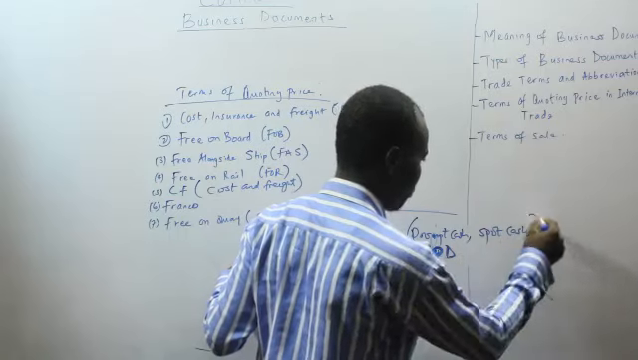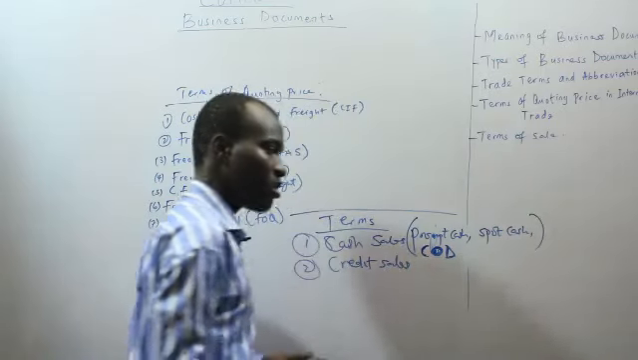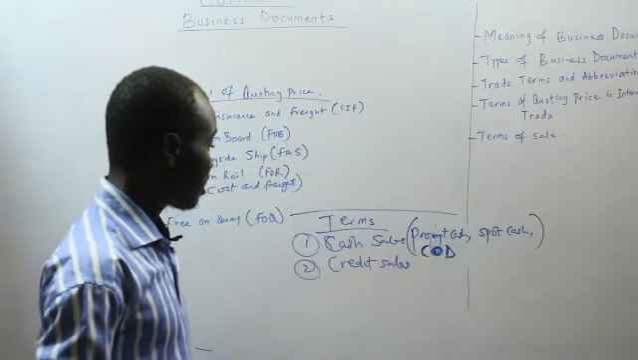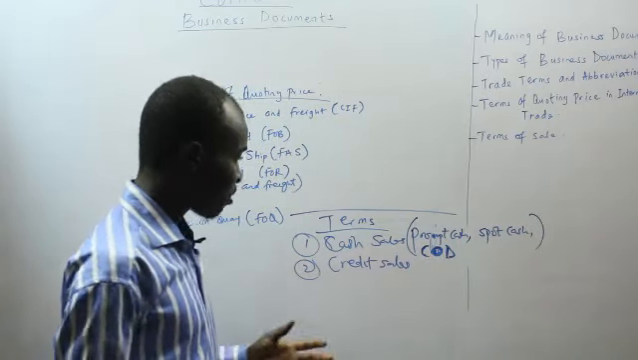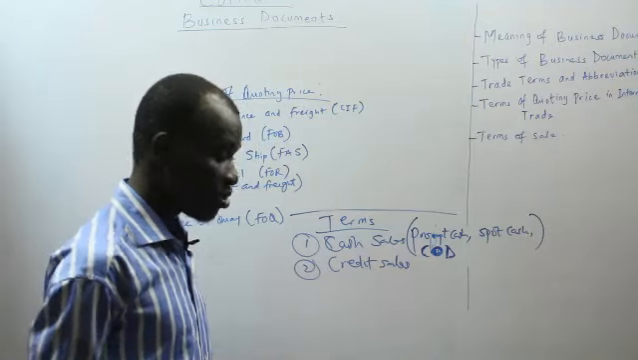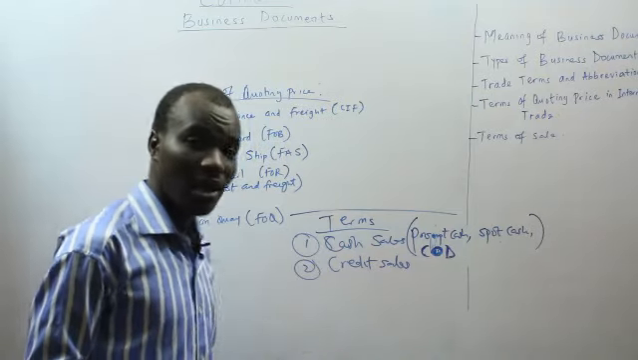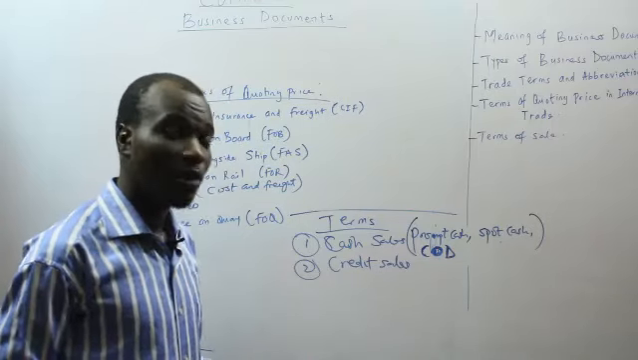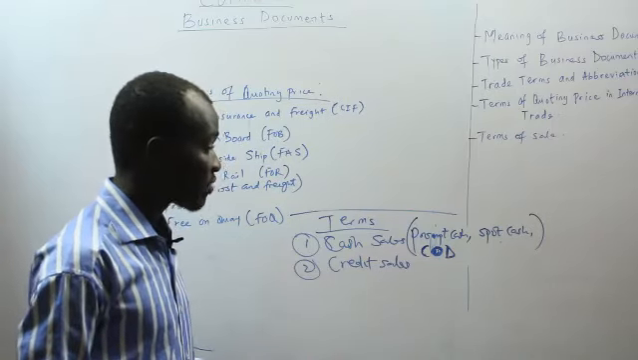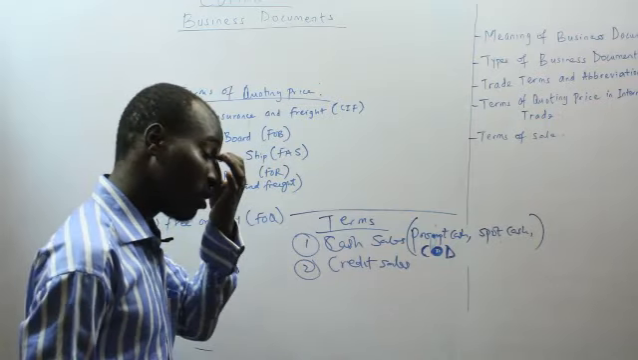So, the next one we have is credit sales. Credit sales have been extensively discussed in the form of credits. We talk about credit sales when value is transferred from the seller to the buyer without any form of immediate payment. Possession is transferred without the buyer making immediate payment.